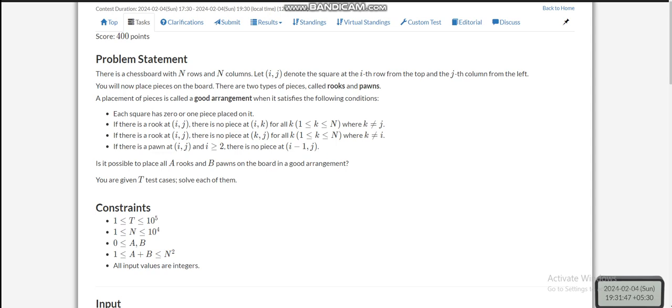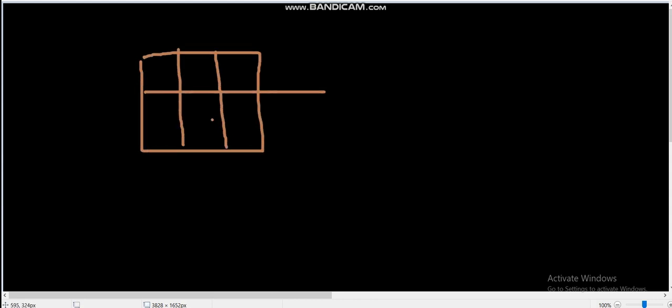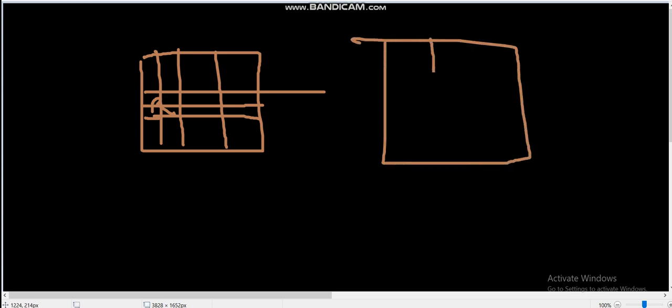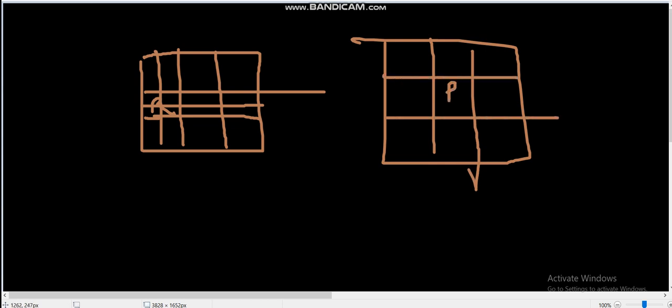Let's say this is a chessboard. For placing a rook, let's say we are placing some rook here, so this row and this column should not have any pieces. And for placing a pawn in this position, the top cell should be empty.